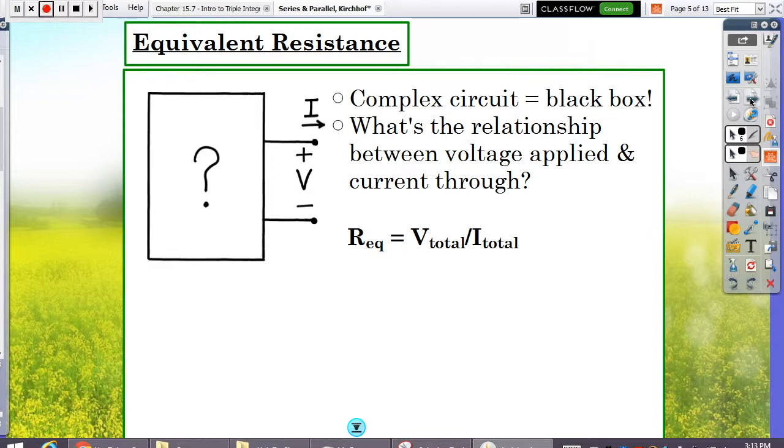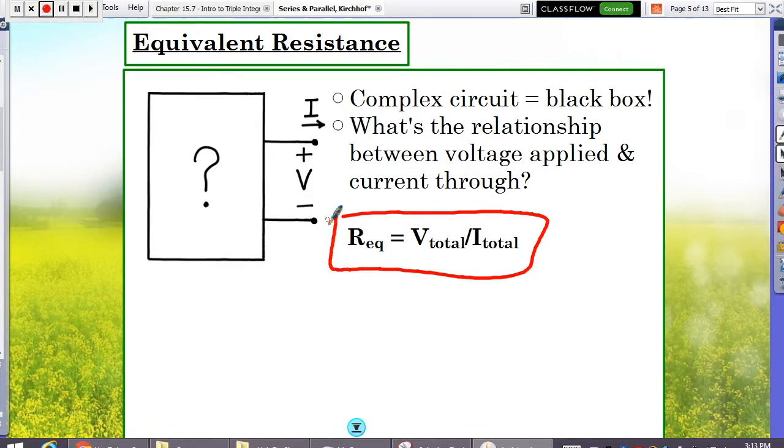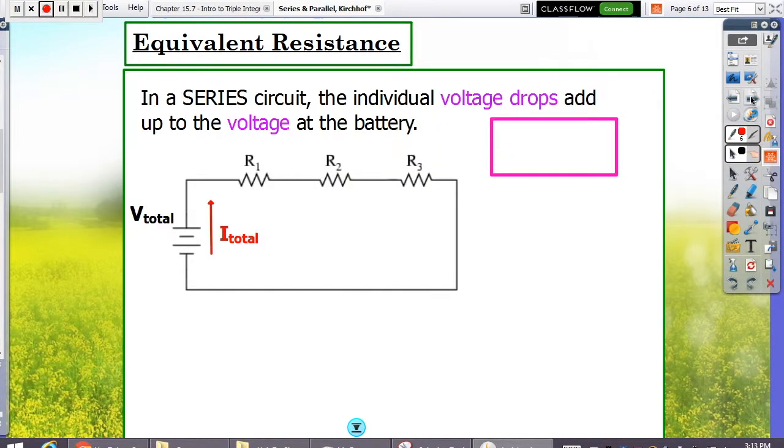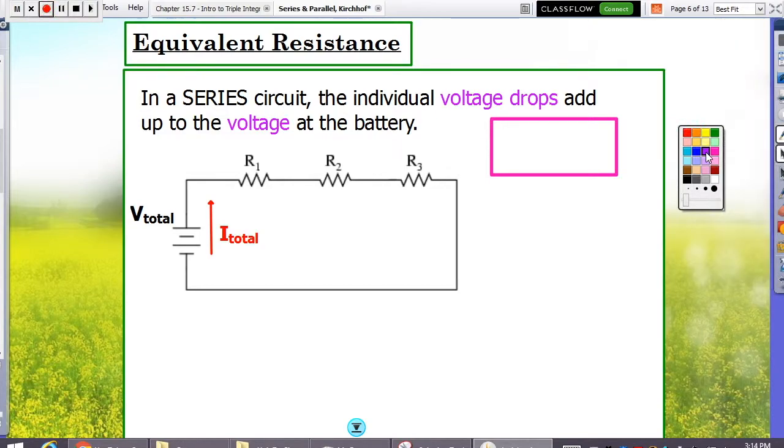I'm going to apply a certain voltage to it, see how much current comes out, and I'm going to say, what kind of resistance does it look like? And so we're going to define our equivalent resistance this way. It's using Ohm's law, but it's the total voltage applied divided by the total current observed. So what's that relationship look like? So if we look at a series circuit, well, let's try to use our loop law here to analyze this. So here I have 3 things, R1, R2, and R3, and I've got some total current.